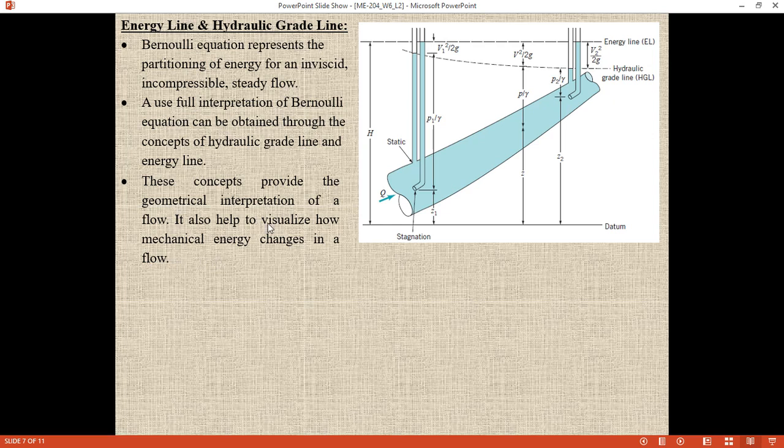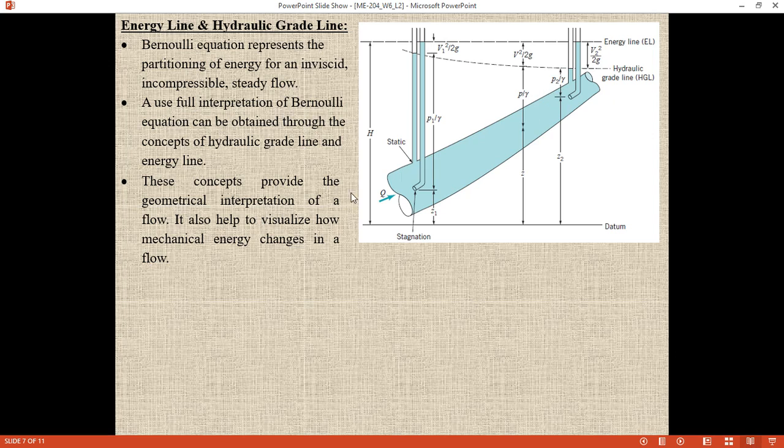Here you can see the geometry of the pipe is changing from bigger to smaller. This is basically the energy grade line, and I will explain it further, but just explaining this line: this is your hydraulic grade line, and this is your geometry. As the geometry is changing, you can see the hydraulic grade line is changing. And this shows the different types of mechanical energies.